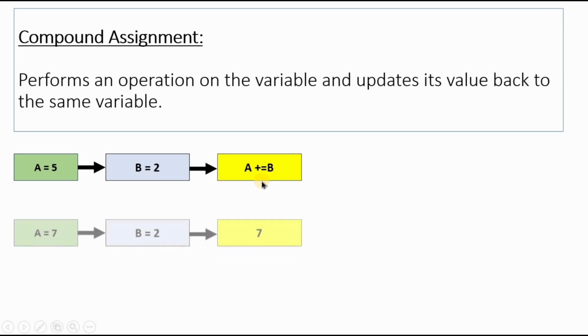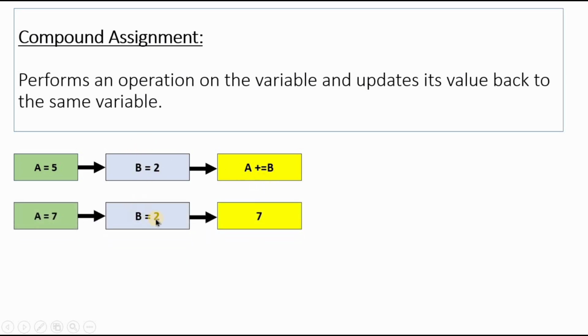After performing this compound assignment operation, we have the same value for the variable B, and A plus equal B is 7. As we know, 5 plus 2 is equal to 7. But the difference is for the variable A, which has a different value. This is because of the compound assignment. It performs an operation on the variable and updates its value back to the same variable, which means that the value of the variable on the left side will get updated.